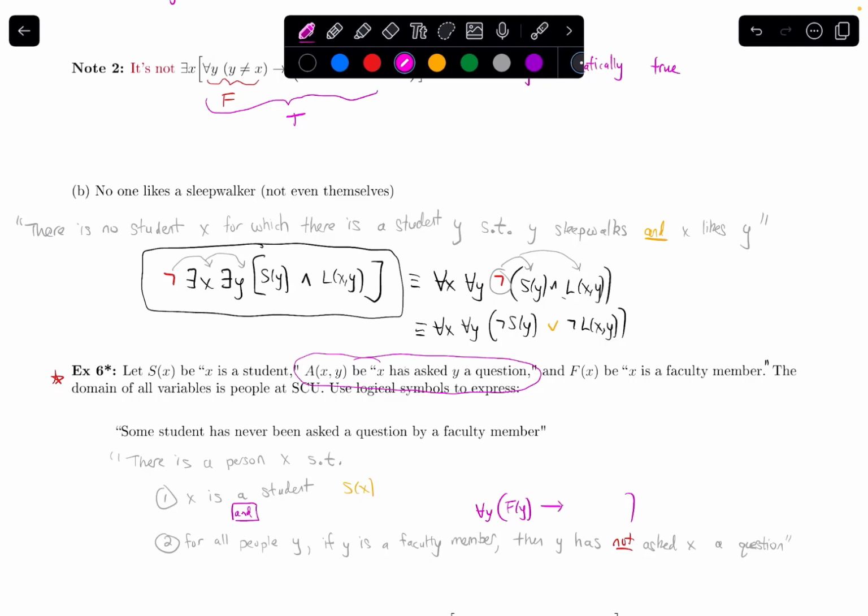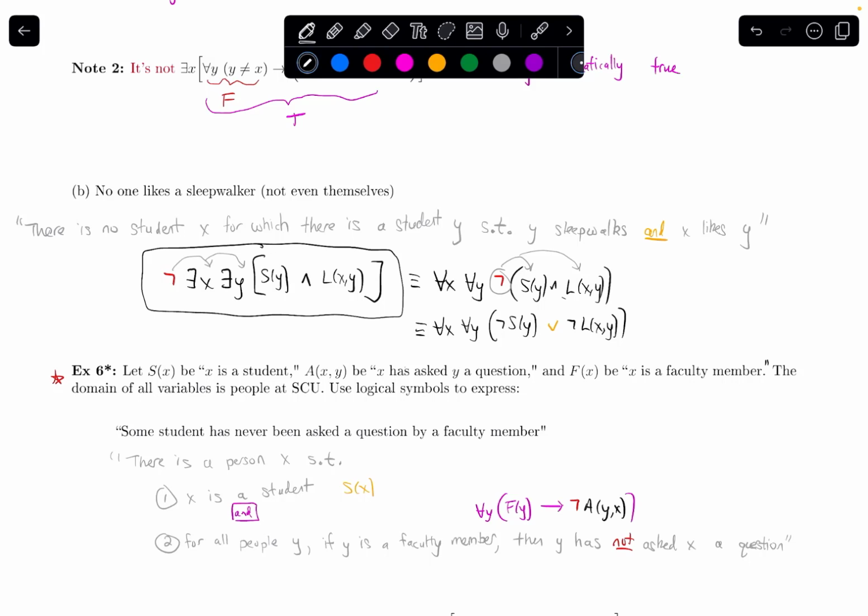So I need a negation. And I've got to be switching the Y and the X. I'm switching who's asking the question. So it's the negation of Y first. Y hasn't asked X a question. Okay, so we're ready to put this all together.